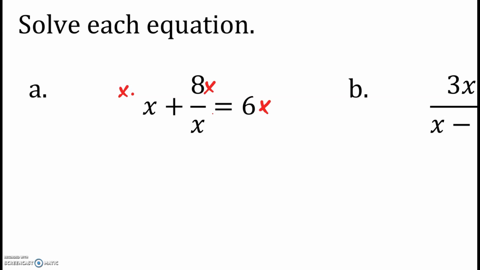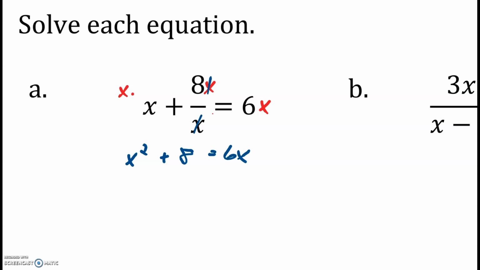When I do that, x times x is x squared. Remember that this factor of x, 8 times x, is 8x. That factor of x will cancel with the factor of x in the denominator, and I'm left with plus 8, and that's going to be equal to 6x. 6 times x is 6x.